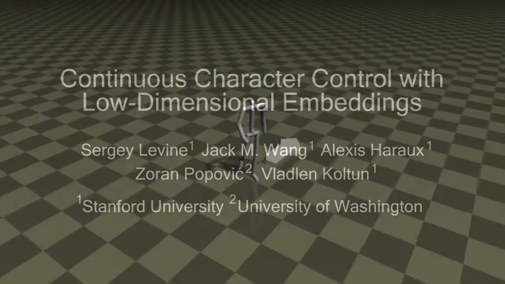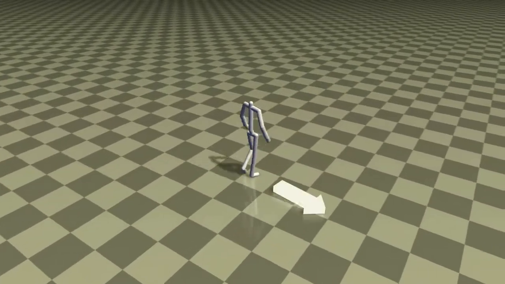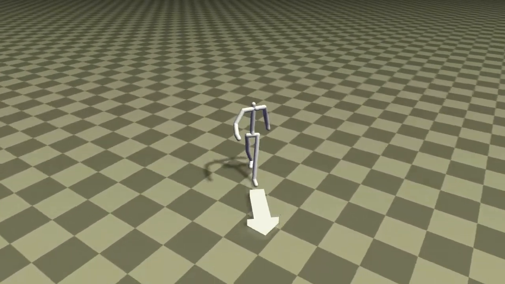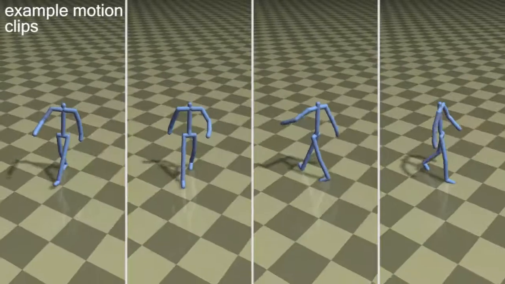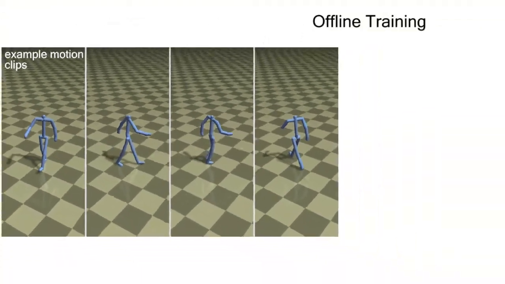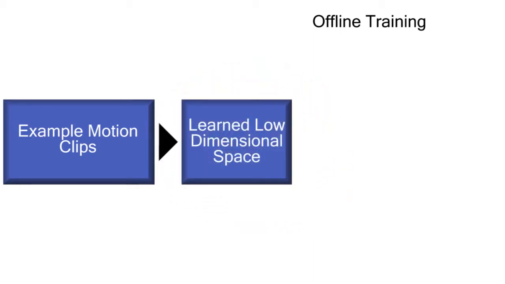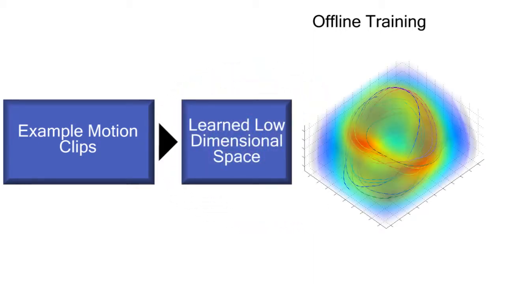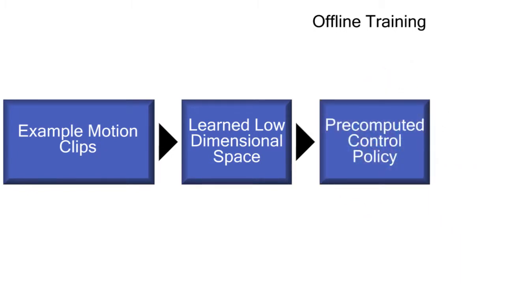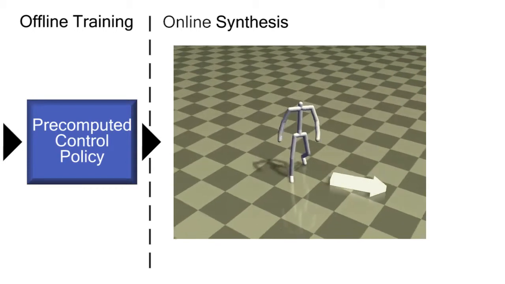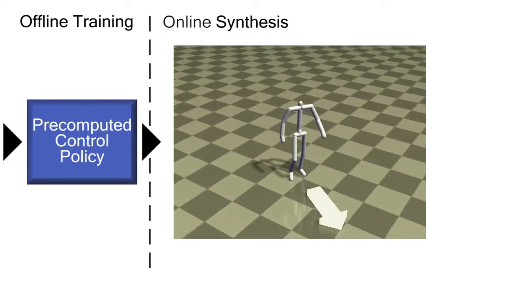We present a method for interactively controlling kinematic characters that perform user-specified tasks from a small number of example clips. Our method first uses the example clips to learn a low-dimensional space that captures a continuous range of character motions. We then pre-compute a controller that navigates this low-dimensional space to accomplish the desired task. At runtime, this pre-computed controller can produce responsive interactive characters that appear consistent with the example clips.